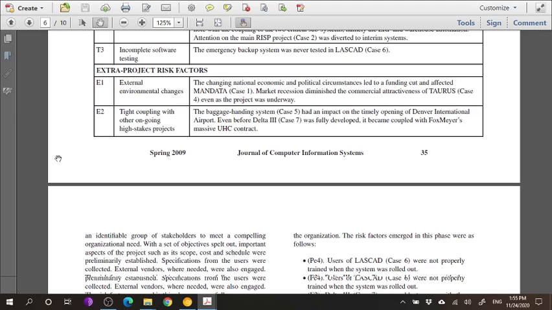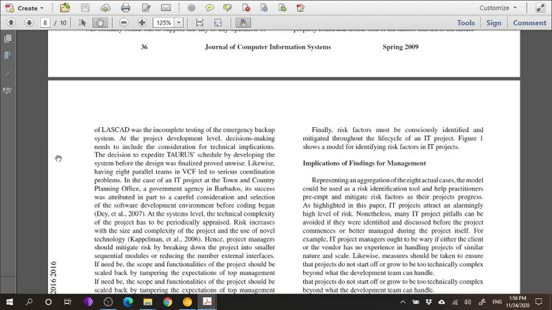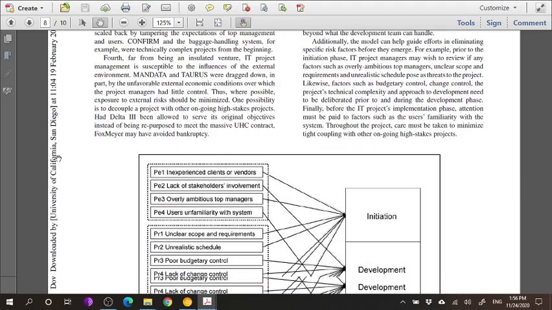Even before the Delta 3 case 7 was fully developed, it became coupled with the Fox Mayer's contract with UHC. So two companies were making a contract, and that particular system of Delta 3 that was being developed under the case 7 example was an issue. So obviously, if other projects are involved, that can cause several problems as well. So these are some of the issues based on which it can happen.